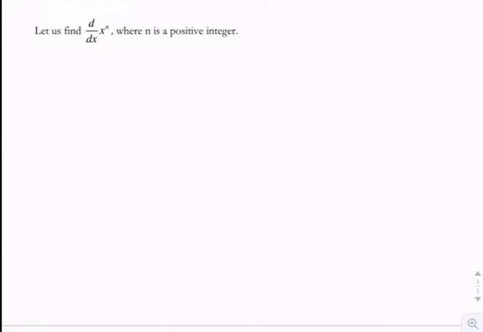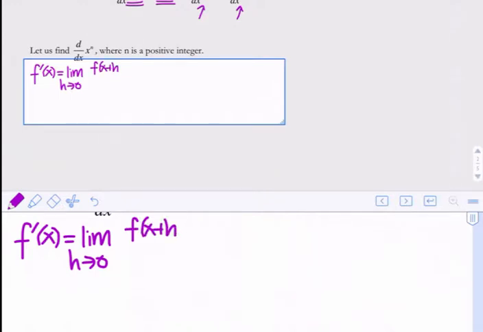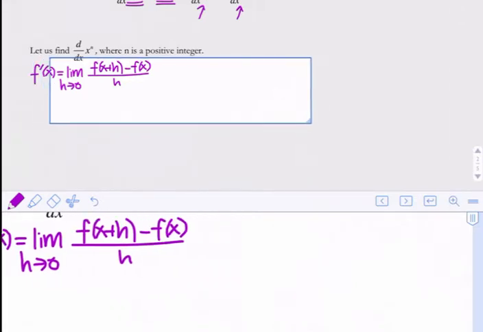This video is going to talk about how you find the derivative of x to the n, where n is a positive integer. So we're going to dive right in, and we're going to use the limit definition of the derivative. So here we go. f prime of x is the limit as h approaches 0 of f of x plus h minus f of x, over h. So let's keep going.